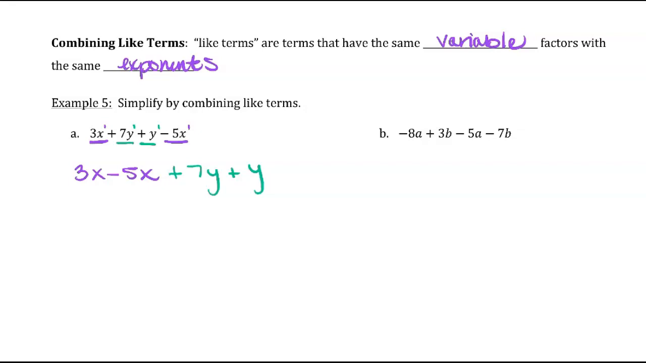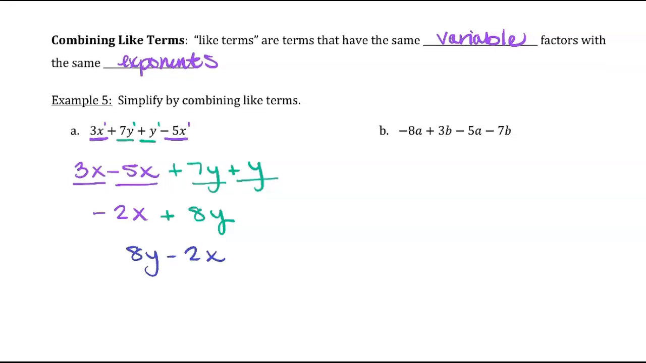Sometimes it's helpful to think of our variables as objects instead of just letters. So let's think of x as dollars. So if I have $3 and I owe you or take away $5, how many dollars do I have? I'm in the hole $2. For y, let's do the same thing. Let's talk about y as apples. If I have 7 apples and I get 1 more apple, I now have 8 apples. So I've now combined my like terms. We could also write this as 8y minus 2x. Just looks a little cleaner.